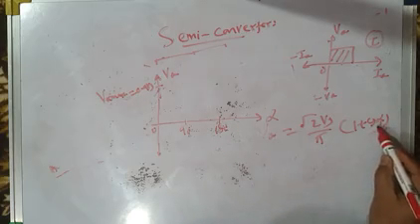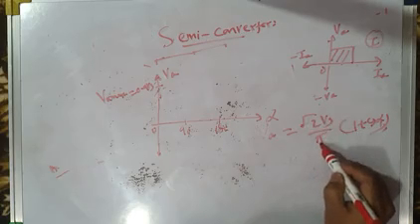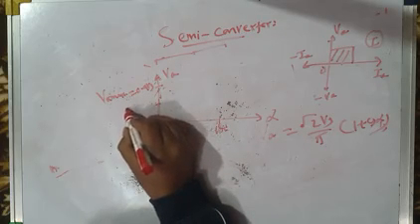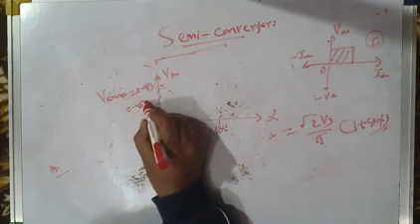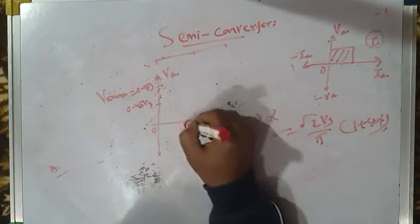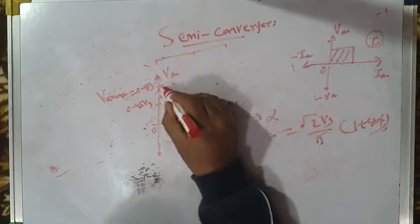At alpha equal to 90 degrees, cos alpha is 0. So it is root 2 Vs by pi. Okay, average output voltage is half of this, that is 0.45 Vs. Root 2 Vs by pi means 0.45 Vs. So average output voltage becomes half. So it is this much.